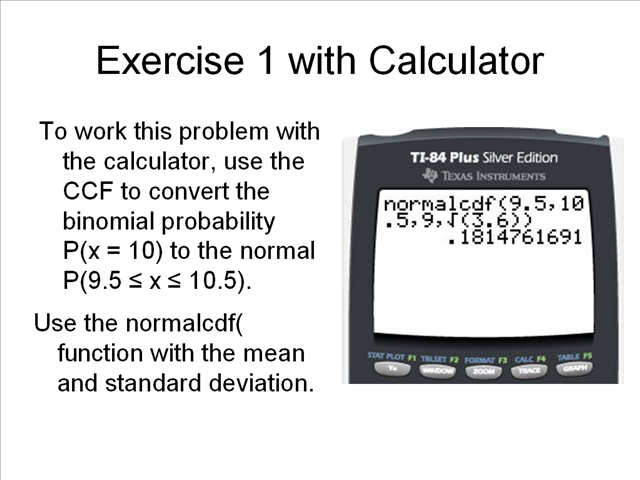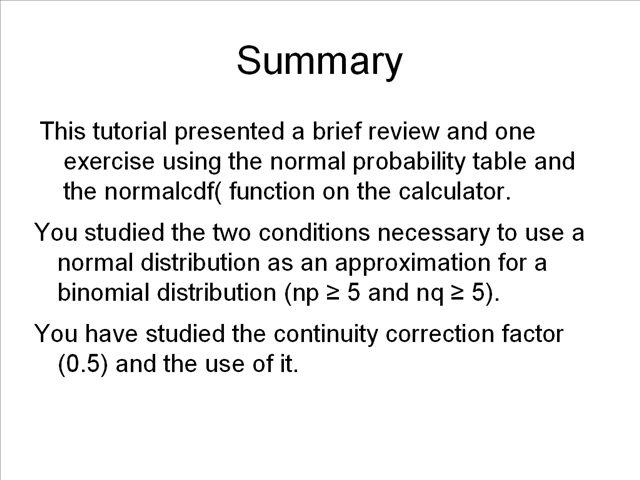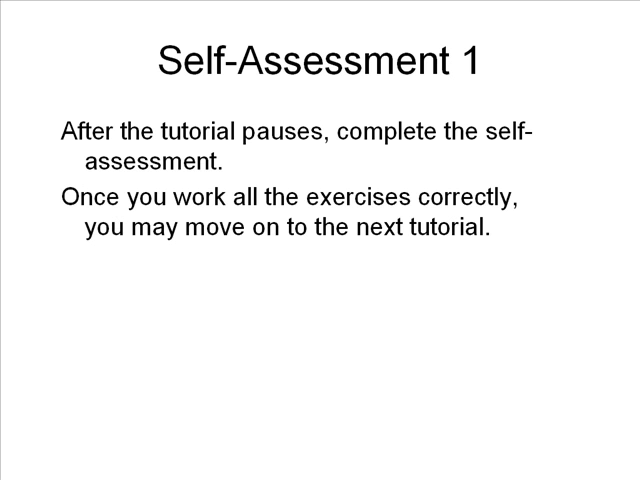Let's summarize what we've studied in this tutorial. You reviewed the binomial and normal distributions as necessary. You studied two conditions, n times p is greater than or equal to 5 and n times q is greater than or equal to 5. Also, you studied the continuity correction factor of 0.5 and when to use it as you use the normal approximation for the binomial distribution. Once the tutorial pauses, you should take the self-assessment. After you complete the self-assessment, you may progress on to the next tutorial.